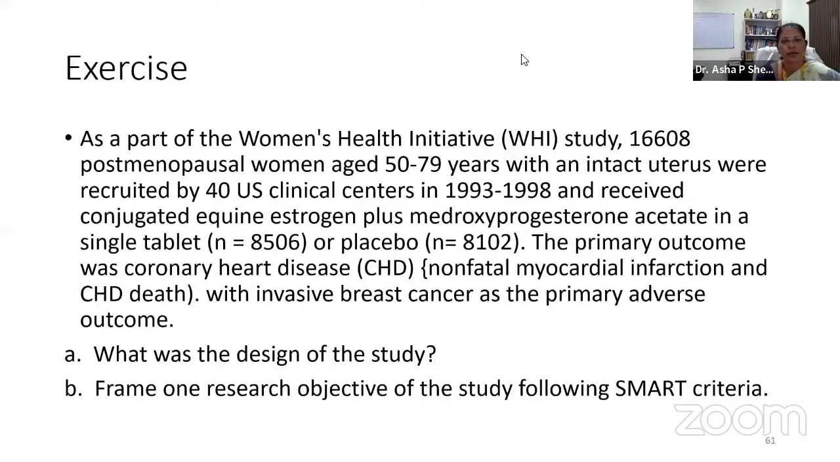To identify the side effects of the estrogen therapy on post-menopausal women within 6 months of administration of that drug. Yes, that's fine. I think that's a good effort. Yes, someone has done it. Yeah, very good. So I just have one more question there. One minute.